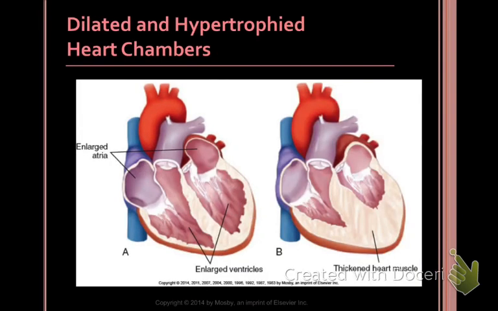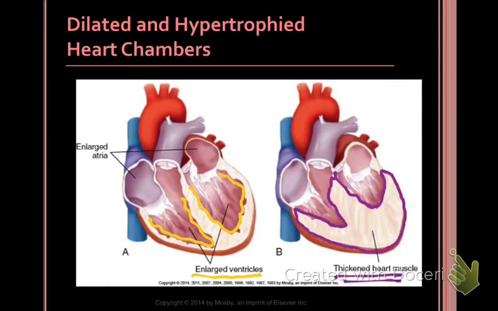So I got you a good contrast here of the two different types. You've got your enlarged ventricles. On your left, you've got your dilated heart. And then on the right, you've got your hypertrophied heart, which is the thickened heart muscle.